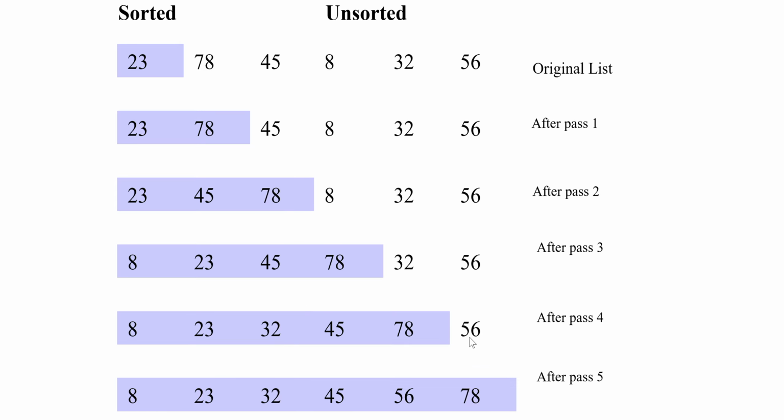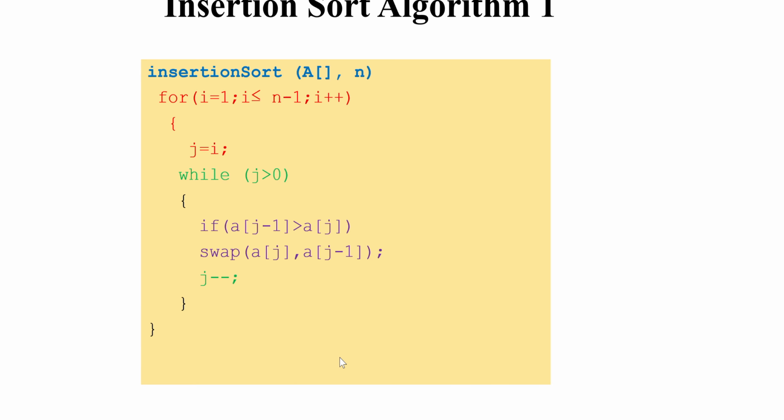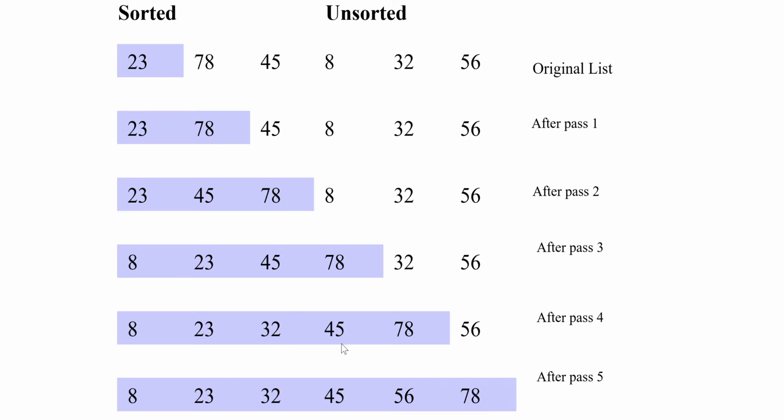The same you apply for 56 also. i equal to 5. So 56 is less than 78. Move 78 to the next location. Here temp is less than a of j. So move 78 to the next location. 56 is not less than 45. So 45 will be in its correct place only. So 45 is here only. 78 is moved to the next location.